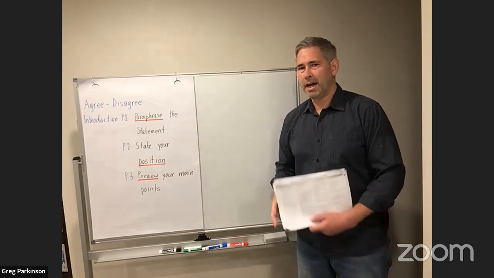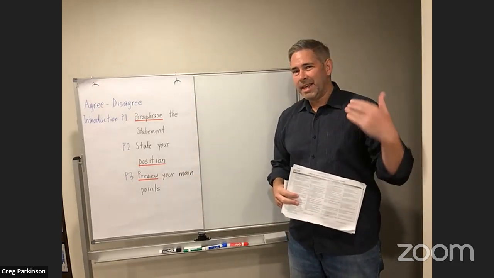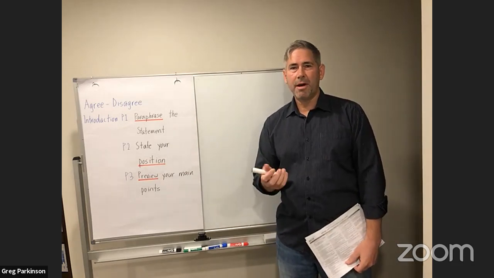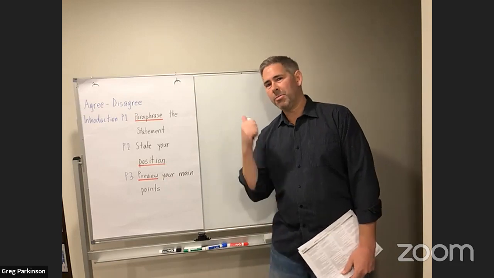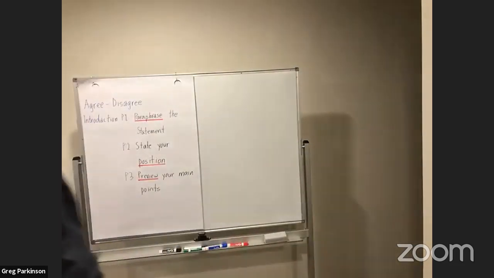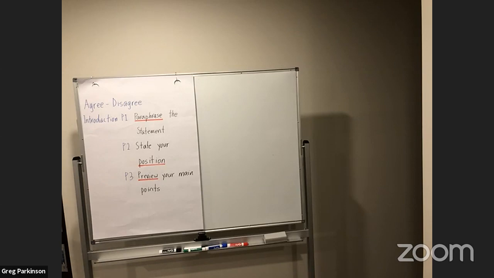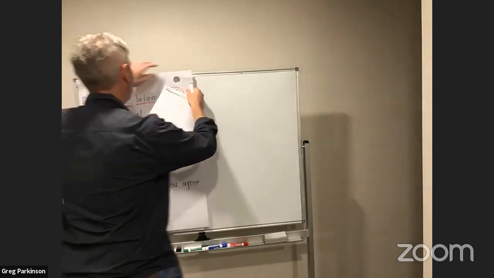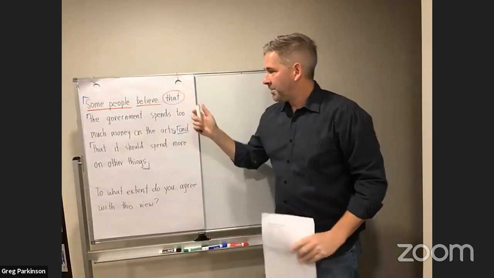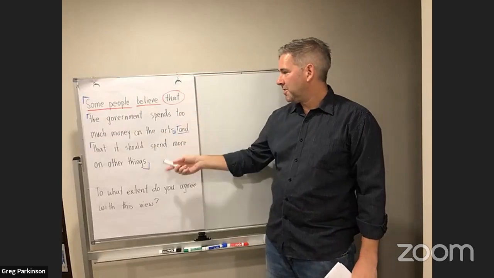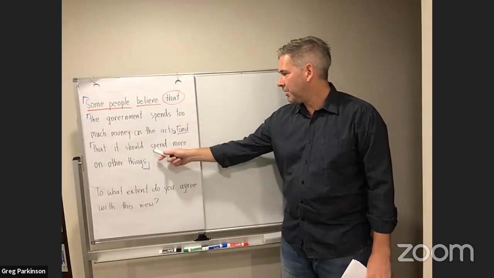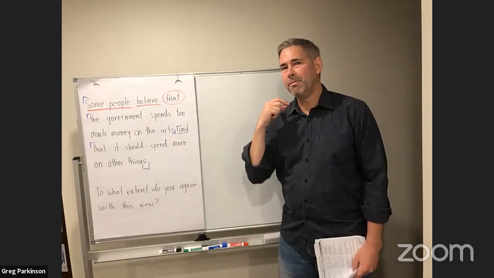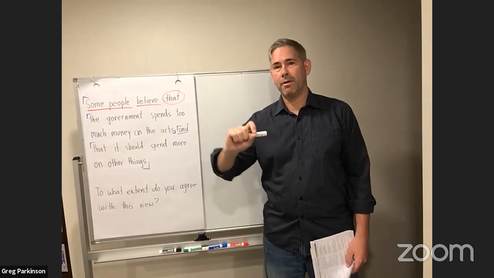There's one question you need to ask yourself. What is the easiest thing for you to write about? Now, when you're considering that question, think about the vocabulary that you can use. So I'm going to put this question back up. So we're told that some people believe the government spends too much money on the arts and it should spend more money on other things. Now, to me, it's easier to agree with this, right?